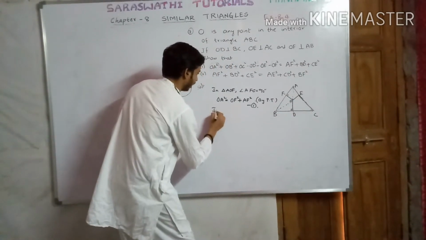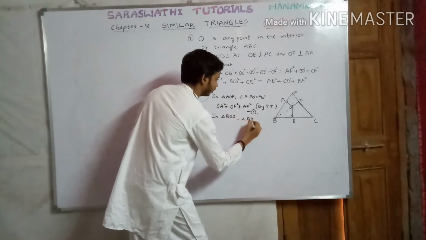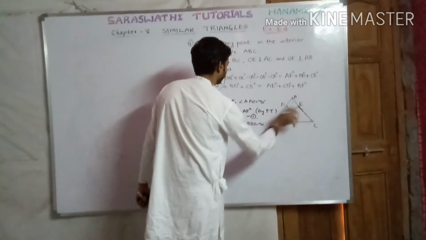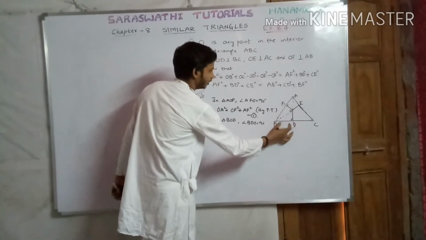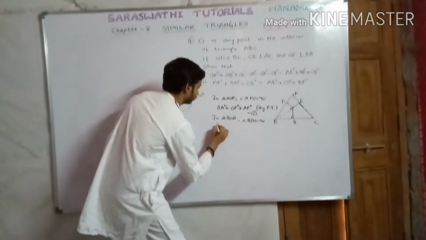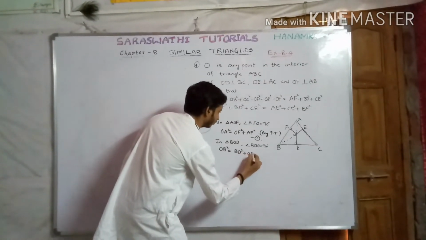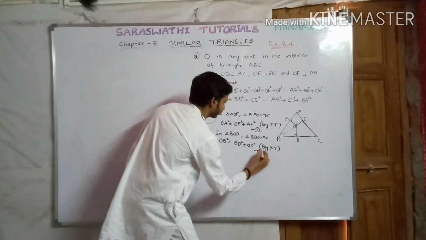Okay, in triangle BOD, angle BDO equals 90 degrees, since OD is perpendicular to BC. So if we apply Pythagoras theorem here, OB square equals BD square plus OD square. So OB square equals BD square plus OD square by Pythagoras theorem. So this is the second equation.